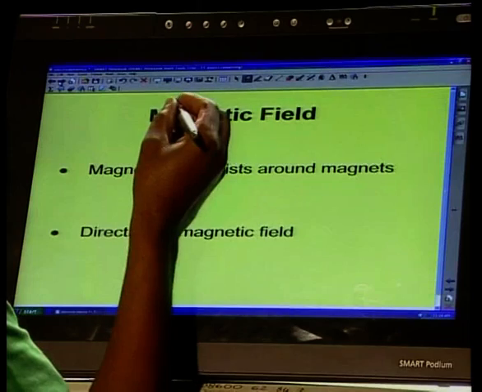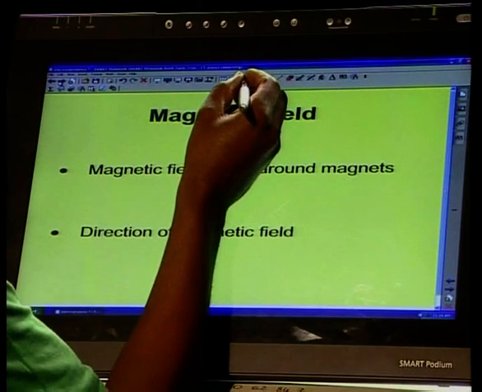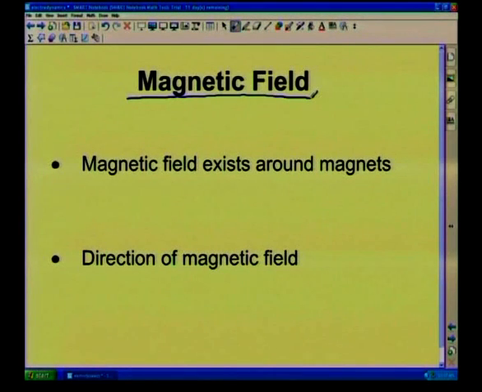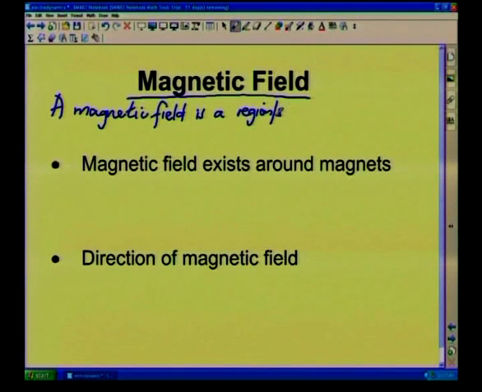Let's just start and begin to talk about magnetic field. Perhaps the first point to start on is to ask ourselves, what is a magnetic field? Okay, so what is a magnetic field? A magnetic field, so let's try and define it here. A magnetic field would be a region or space around a magnet.